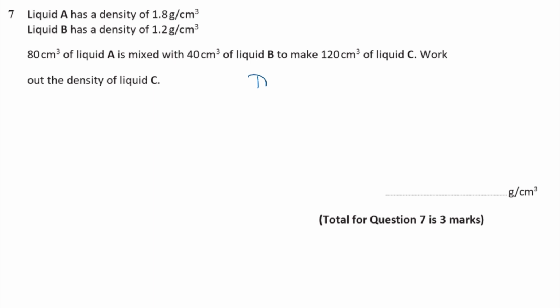Density is the mass of an object divided by its volume. Okay, so the more dense something is, the more mass it has in the same amount of volume. So if we want to work out the density of liquid C, we will need to know the mass of liquid C and the volume of liquid C.